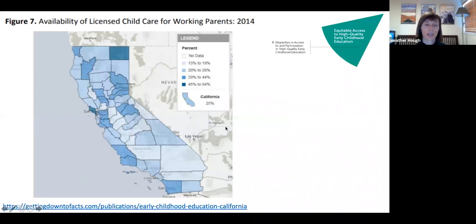Switching to early childhood, we also know that there are big differences in who has access to high quality early childhood education. This figure, which was in recent research by Deborah Stipek, shows this variation by region. In some places like Riverside County, down here at the bottom, licensed care is available for only 13 to 19% of young children who have working parents.